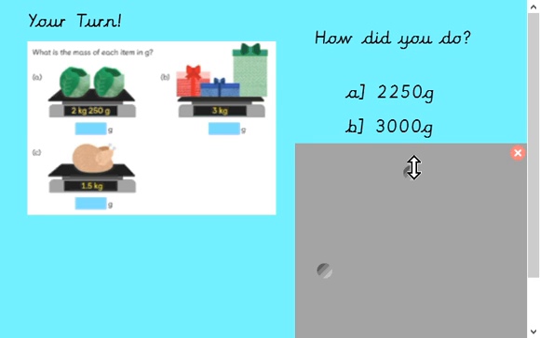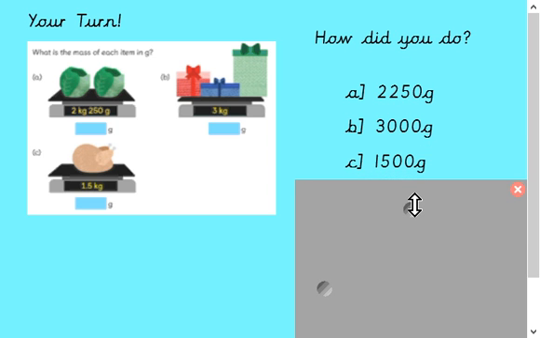The second one is 3 kilograms. Well, we know that we've shown this morning that 1,000 grams is the same as 1 kilogram. So if you've got 3 kilograms, it would be 3 lots of 1,000, which would be 3,000 grams. And then finally, you've got 1.5 kilograms. Well, 1 kilogram is 1,000 grams. And then half a kilogram, 0.5 of a kilogram, would be 500 grams. So you would end up with 1,500 grams.